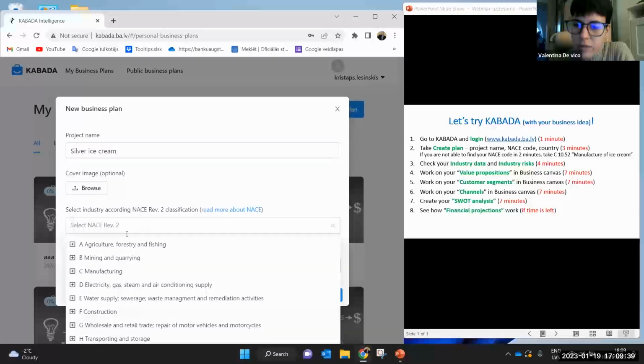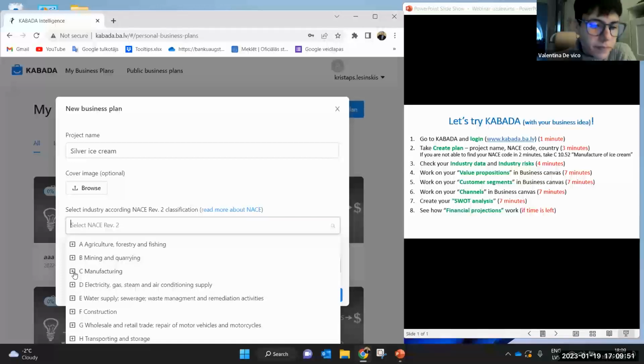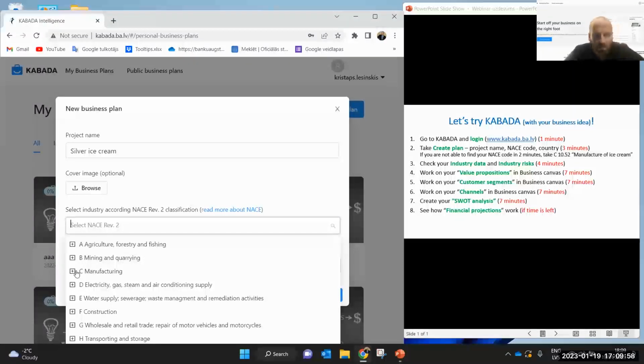The question from Yusuf: is there a mobile app for Kabada? Sorry, what was the question? Is there an application for mobiles for Kabada? No mobile application, but still you can work also from your phone. It's possible.